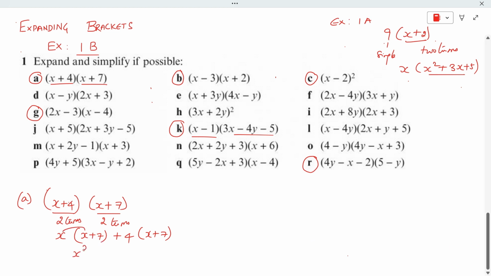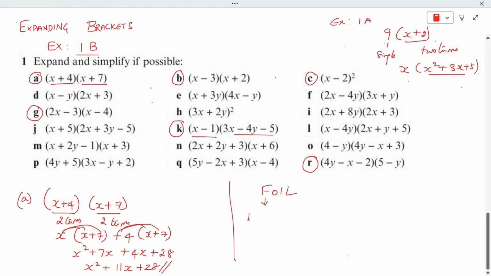X times x is x square, x times positive 7 is positive 7x, plus 4 times x is plus 4x, plus into plus is plus 4 times 7 is 28. Okay, now I am combining the like terms. So 7x plus 4x is going to be 11x plus 28. This is your answer. Okay, there is another way of doing it, that is called the FOIL method.